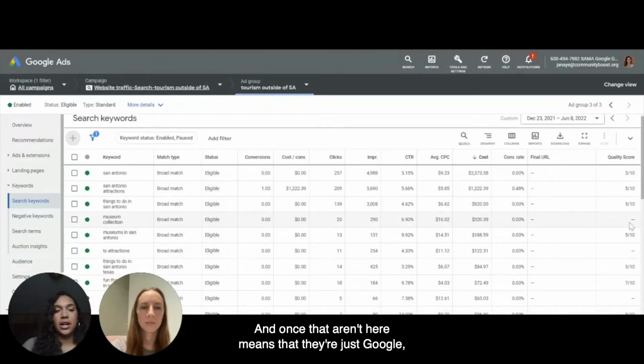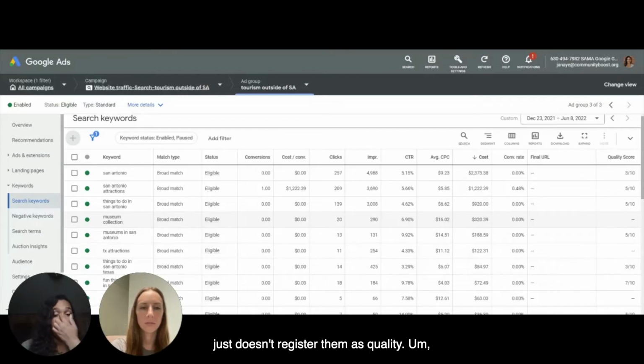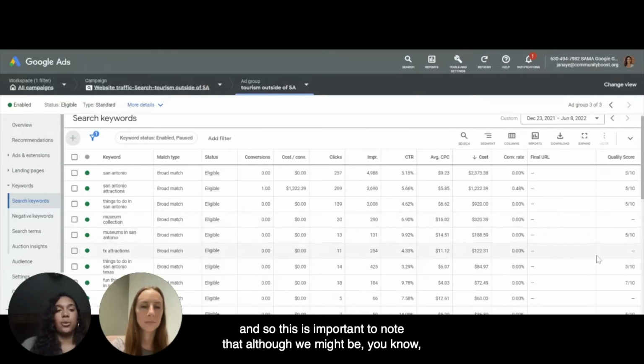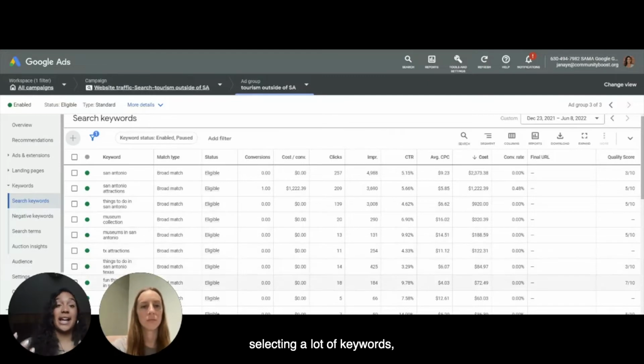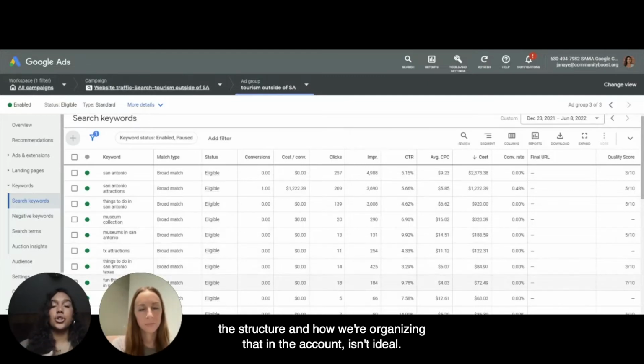And ones that aren't here means that Google just doesn't register them as quality. And so this is important to note, that although we might be selecting a lot of keywords, the structure and how we're organizing it in the account isn't ideal.